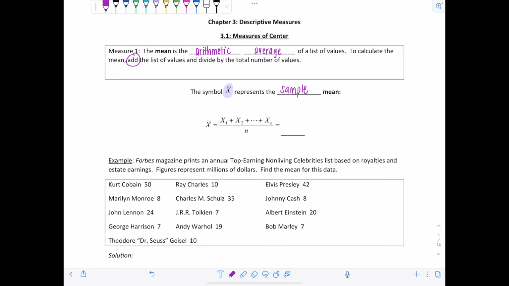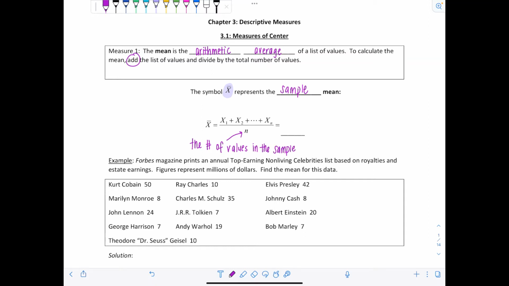Okay? And so the formula basically to find x bar is you would add up every single value in your data set, and notice we use subscripts to denote which value we're talking about. So we're going to add up x1, x2, x3, all the way up to xn, little n, and divide that by n. This n represents the number of values that are in the sample. That's the sample size.